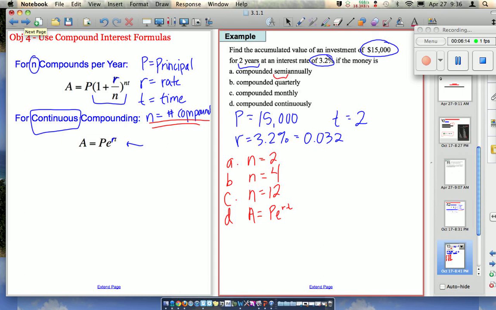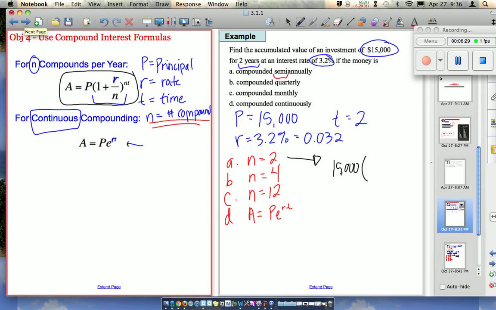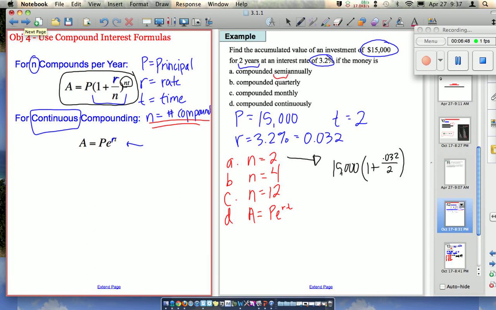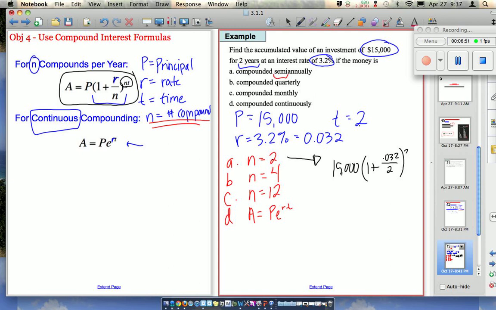So for question A, let's show what we're going to plug into our calculator. We're going to plug in P times 1 plus r over n. P is 15,000 times, using this formula that you see over here, 1 plus r, so 0.032, over n, which in our case is 2, to the nt power. That means I'm going to do n times t, so 2 times 2, or 4. So I'm going to plug this into my calculator and see what it tells me for compounding semi-annually.